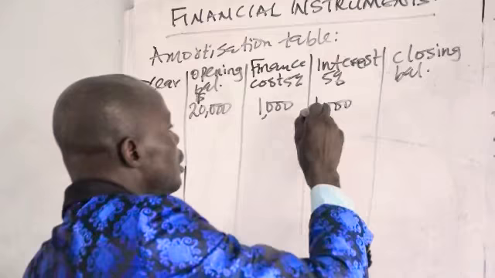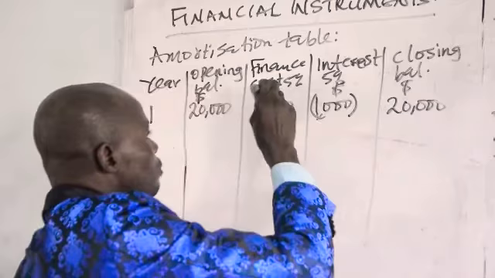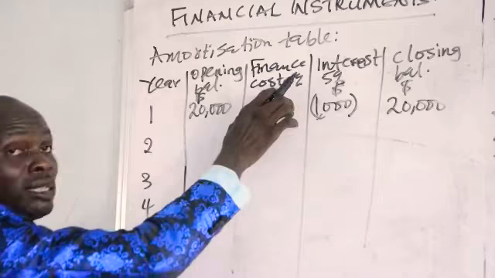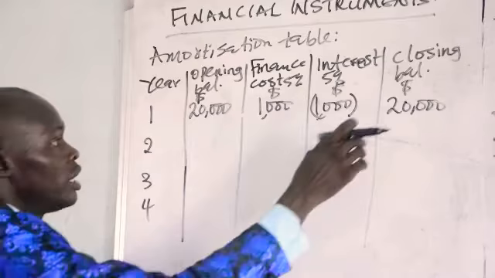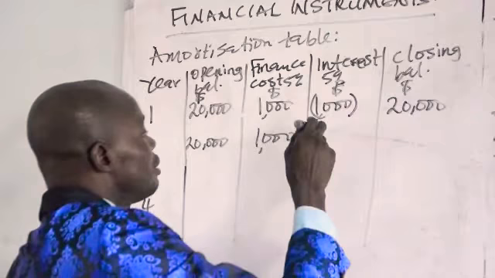The closing balance: 20,000 plus 1,000 minus 1,000. You have to subtract the interest paid. That will still be 20,000, so the closing balance will be 20,000. It is this finance cost, calculated at the effective interest rate, that will be reported as an expense in the statement of profit or loss. The closing balance in year one will be the opening balance in year two. Then 5% of that will be 1,000, interest paid 1,000, and the closing balance will be 20,000.